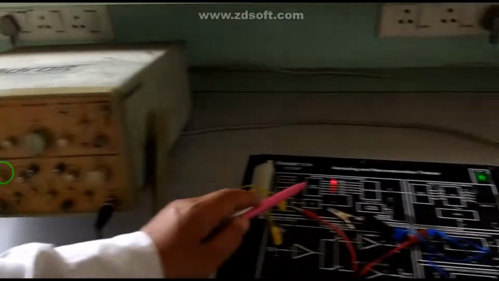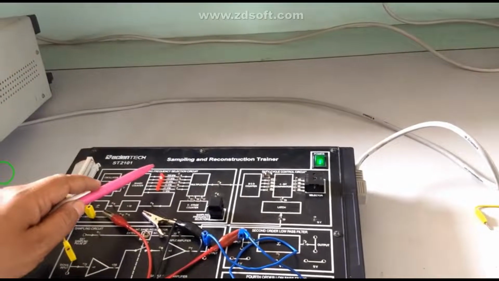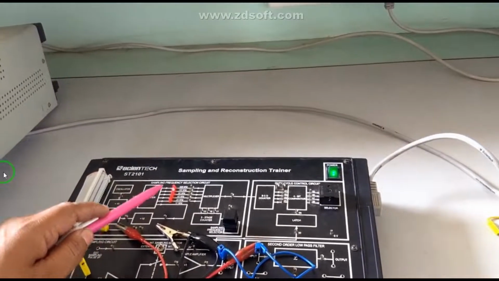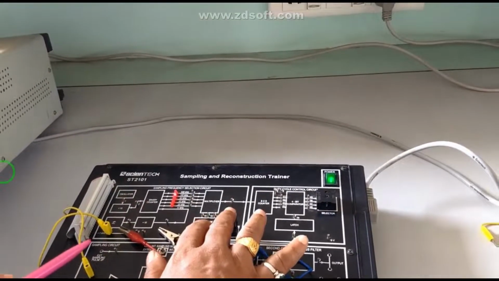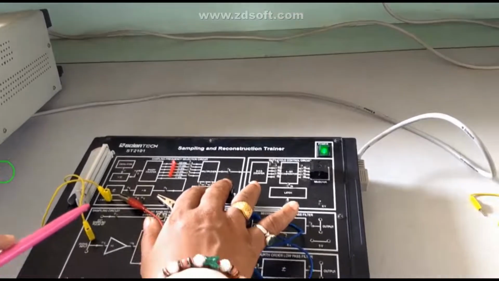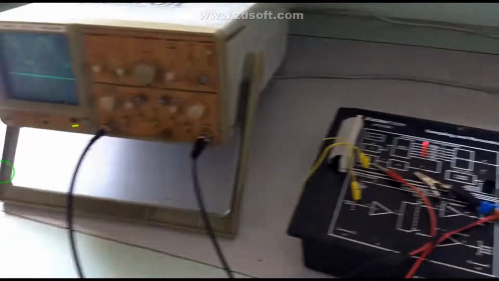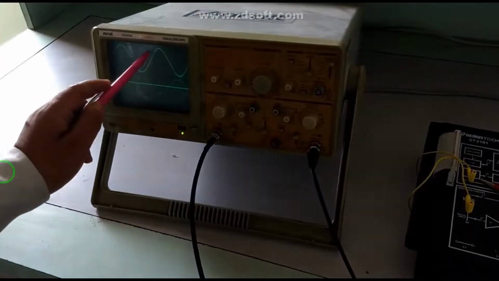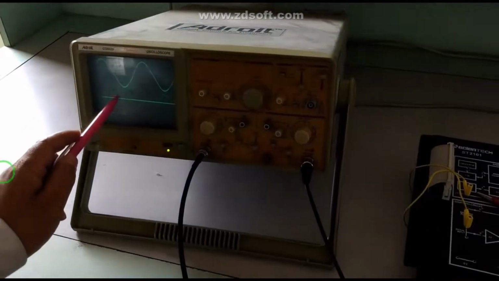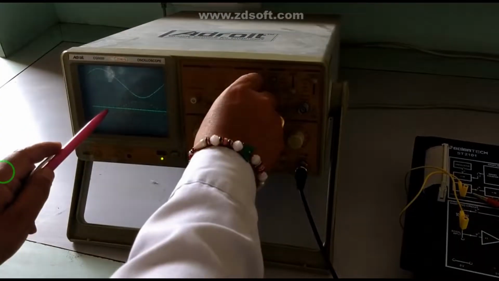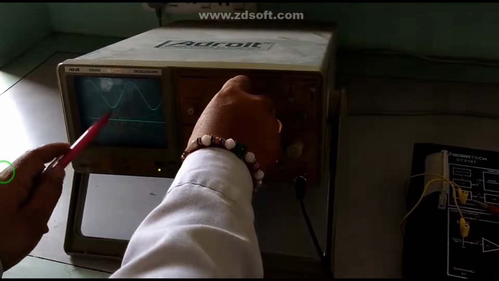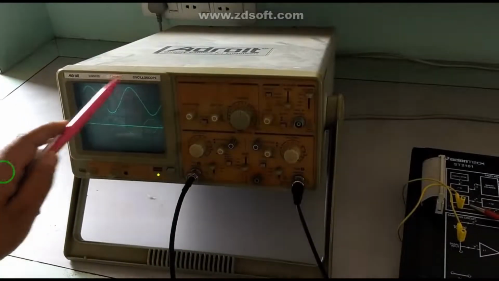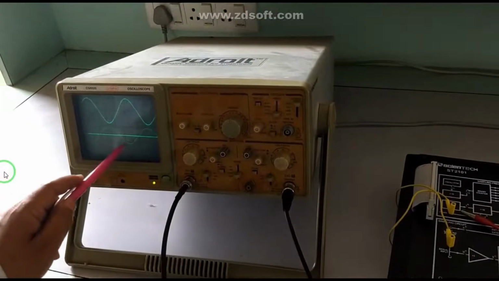So as we increase this sampling rate, the accuracy of the sample output gets closer and closer to the input wave. See at 320 kilohertz, how is the output? It is very close and similar to this input signal. Now guys, this is the sampled output.